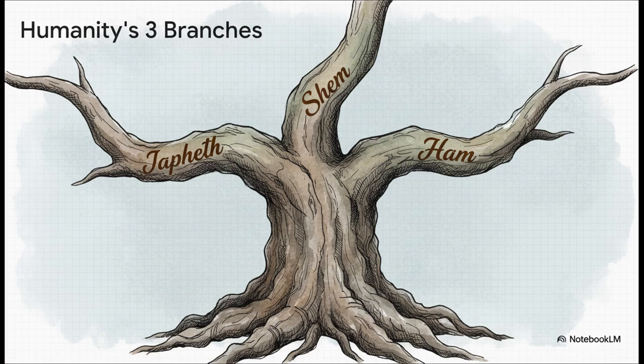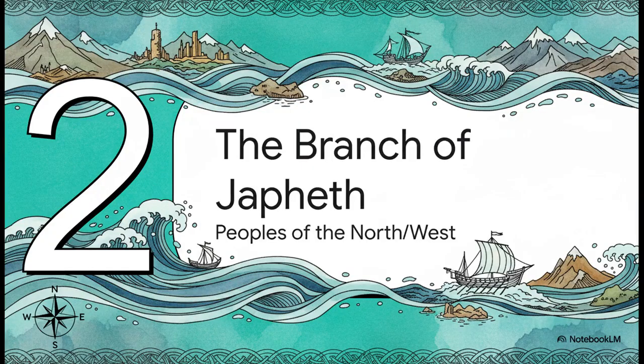The whole rest of the chapter is going to follow these 3 lines to show us how the world got filled. So we're going to trace each one, kind of using this family tree as our guide to this ancient map. So first up is the branch of Japheth. Now, according to this map, his descendants are the ones who spread out and populated the coastlands and the islands. You can think of them as the maritime peoples, the ones living in the regions to the north and west of the ancient Near East.